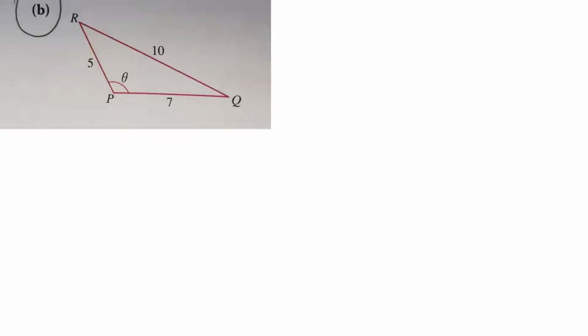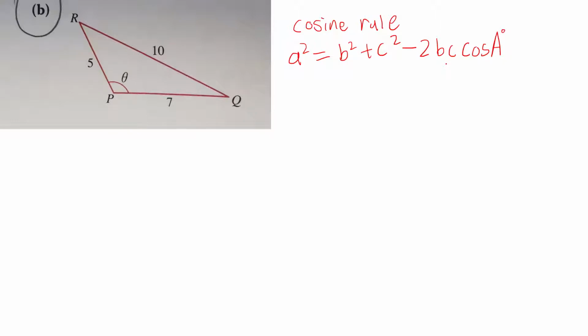Question 2B is actually very straightforward. It's just a direct application of cosine rule. So what is our cosine rule? Let's just recap: a squared is equal to b squared plus c squared minus 2 times b times c times cosine A. A squared is the side that is opposite the angle A, while b and c are the other two sides that make up angle A.